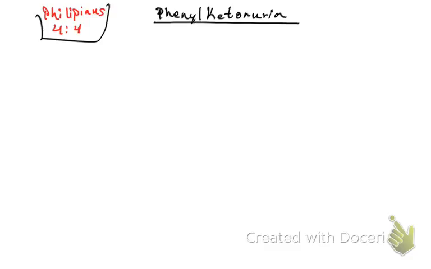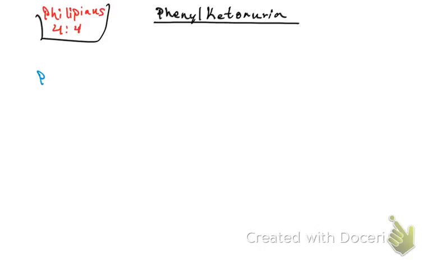Phenylketonuria. What can we learn about phenylketonuria? First, before we continue, it is important that we learn the pathway of phenylalanine. After that, we can figure out which enzyme is affected that gives the patient the diagnosis of phenylketonuria. So we're going to start with the pathway.